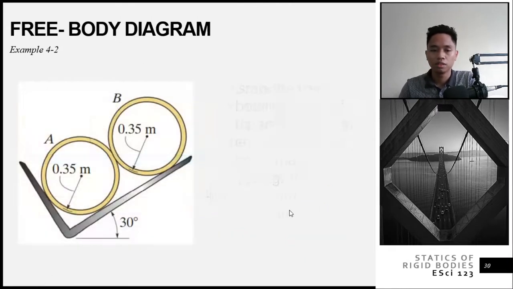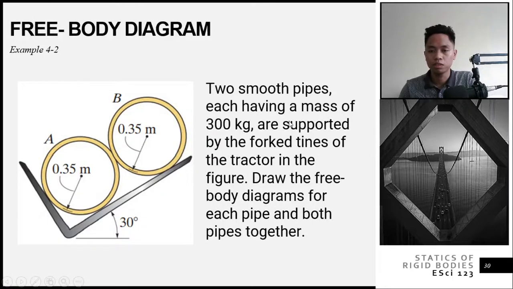Okay? Next is two smooth pipes, each having a mass of 300 kilograms, supported by the forked tines of the tractor in the figure. Draw the free body diagrams for each pipe and then both pipes together. So we draw them one by one, then together.